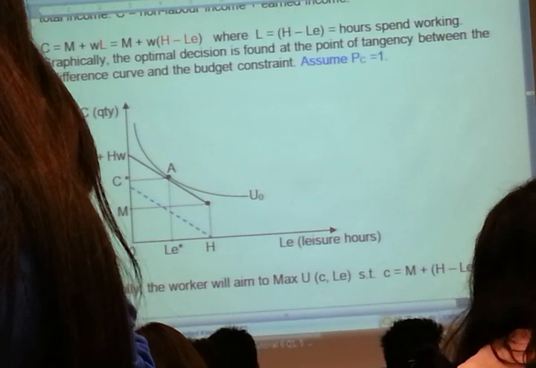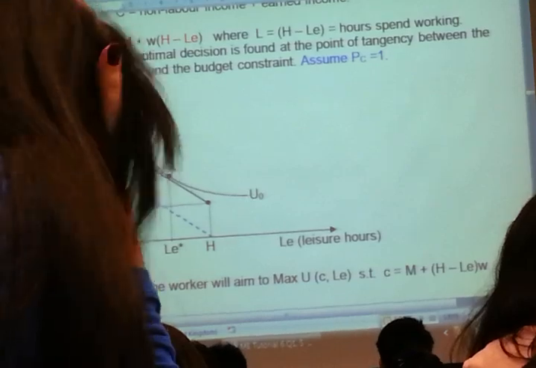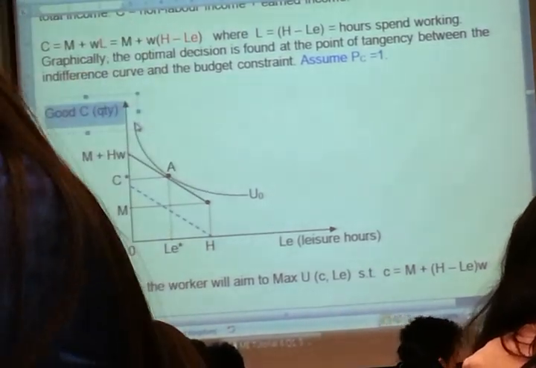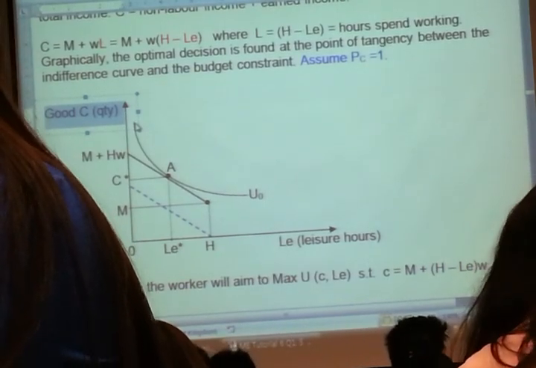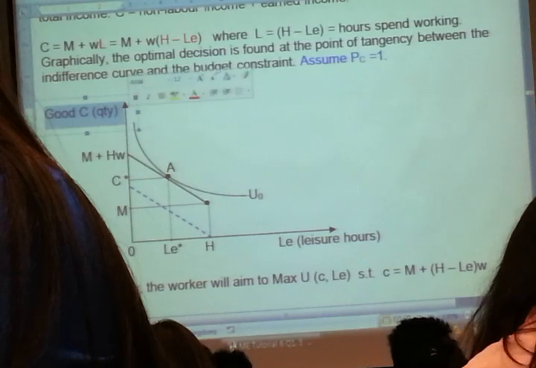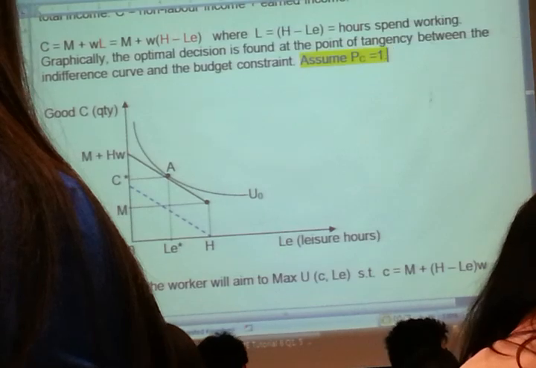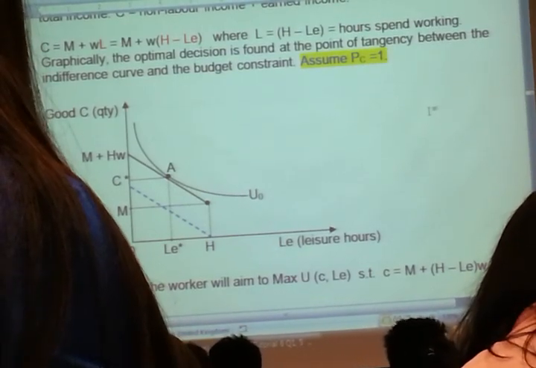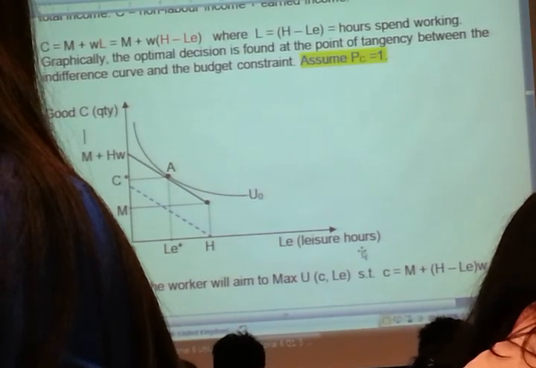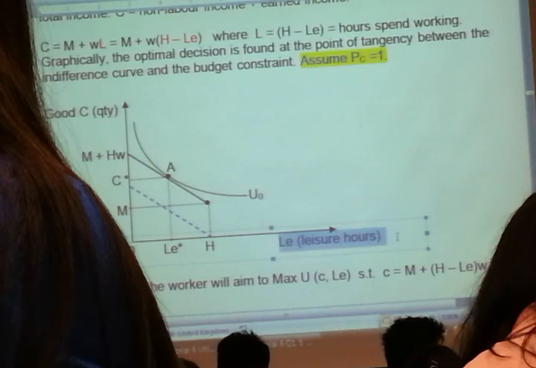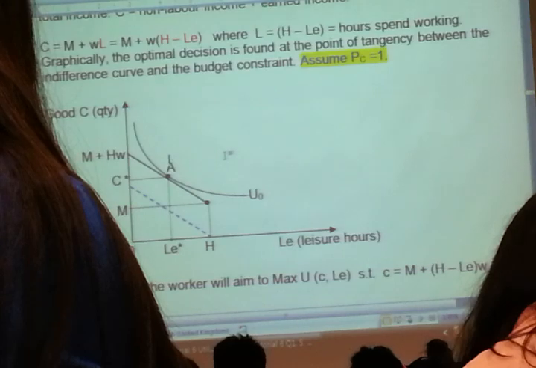Now, what is good C? Good C is a basket of all the goods that you normally buy. Good C consists of a basket of goods ranging from A to Z. And we assume that the average price of this basket is this. Now, since the worker buys good C and good leisure, we have to find the combination of C and leisure to maximize utility.